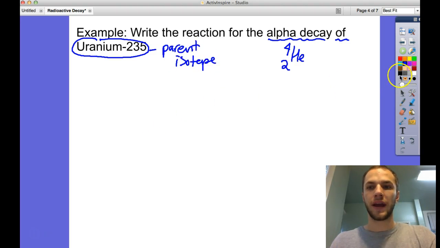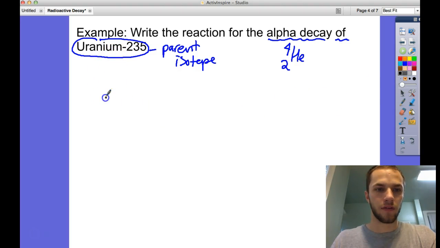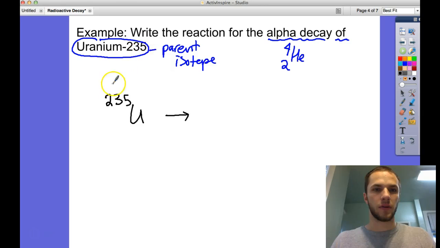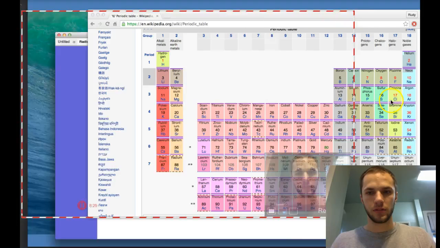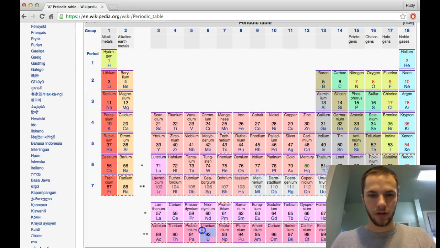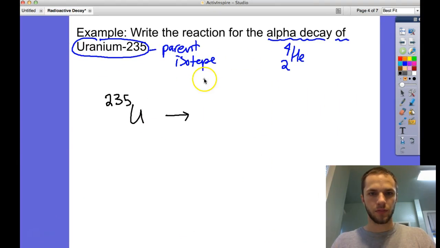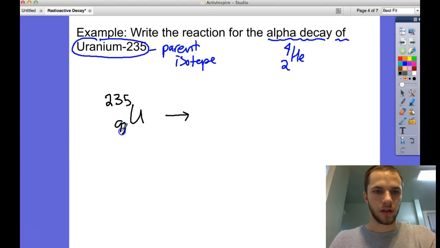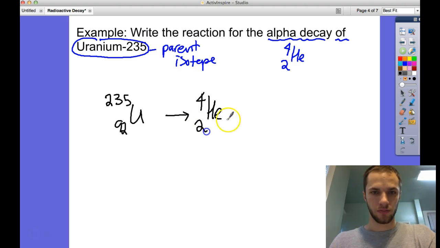So now I need to translate this into a reaction. Uranium-235, since it's the parent, is going to be on the left side of the arrow. I need to look up its atomic number though. So I go to the periodic table. I check that uranium here has an atomic number of 92. So uranium-92. I know this is alpha decay, so I'm going to have an atom of helium. So I'm just going to go ahead and write that down here, 4He2.